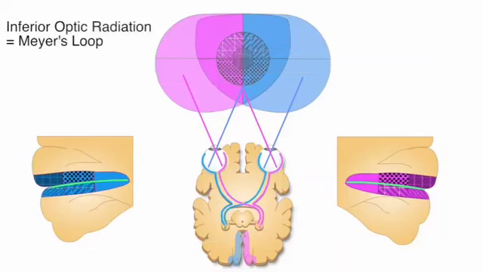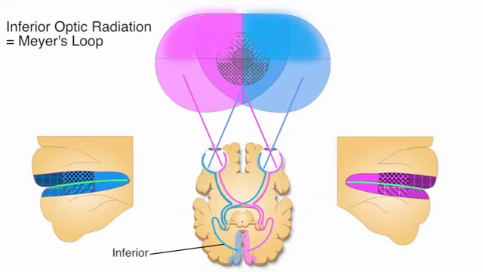The inferior division, also known as Mayer's loop, courses posteriorly within the temporal lobe, looping around the inferior horn of the lateral ventricle. Mayer's loop relays information from the inferior retinal quadrants, and therefore from the superior visual field.